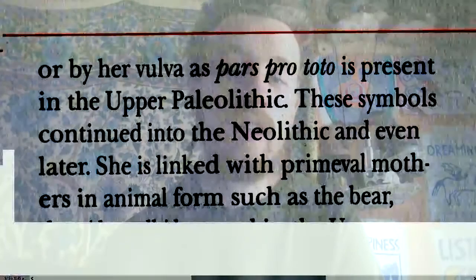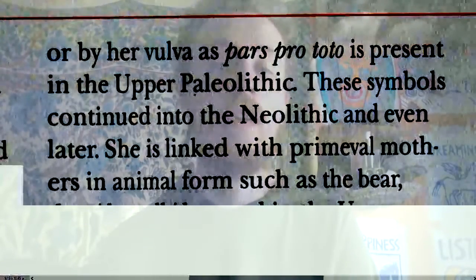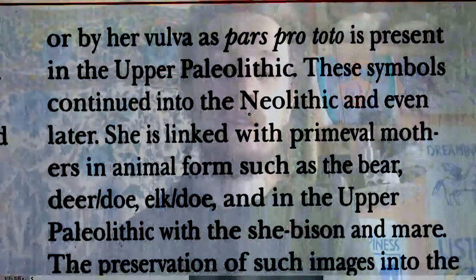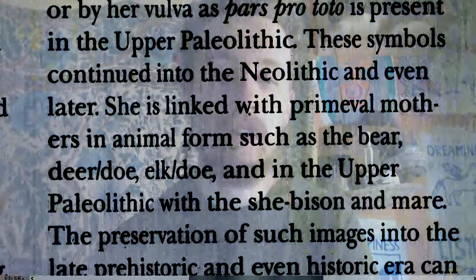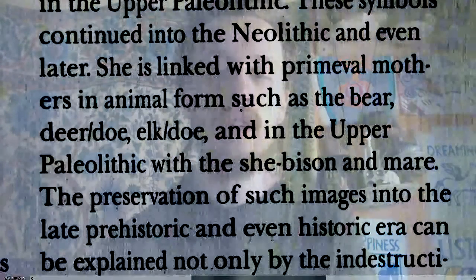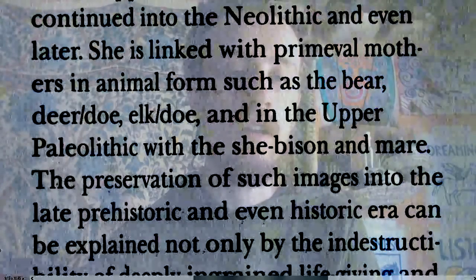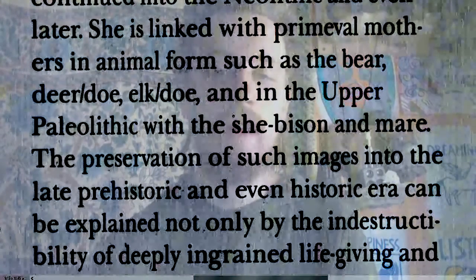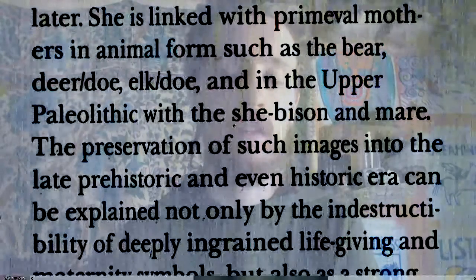The birth-giving goddess, who is shown in birth-giving posture, is difficult to find, or by her vulva as pars pro toto, part as whole, is present in the Upper Paleolithic. These symbols continued into the Neolithic and even later. She is linked with primeval mothers in animal form, such as the bear, deer, doe, elk, and in the Upper Paleolithic with the she-bison and the mare.